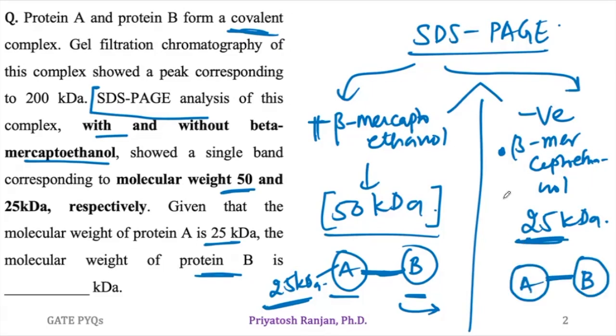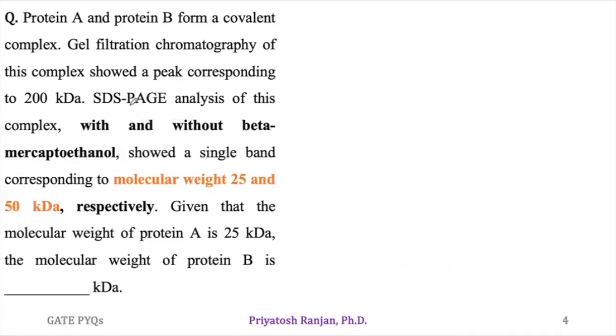So if I'm not making use of beta-mercaptoethanol, the complex should be intact, and we should have got a band corresponding to 50 kilodalton. So the information seems wrong here. Now let's solve the same question.